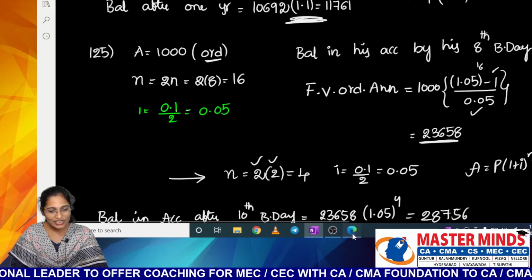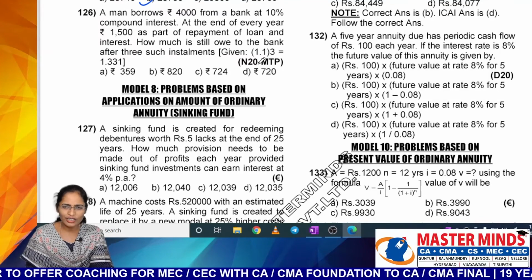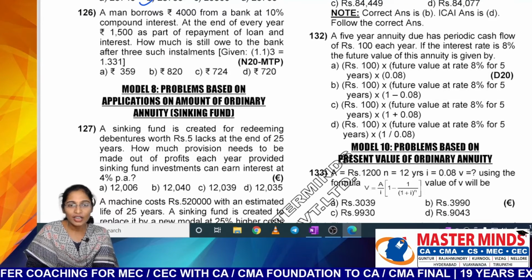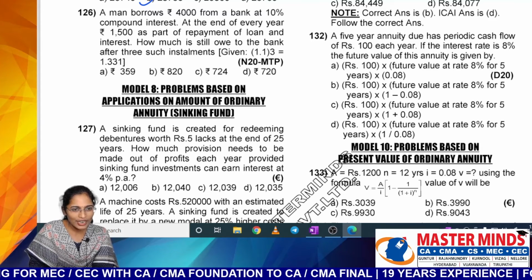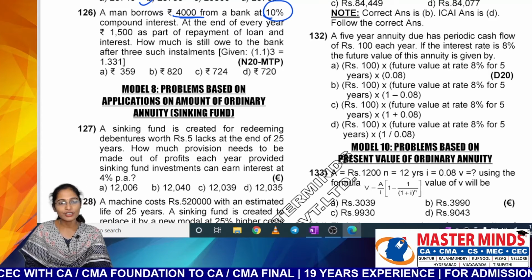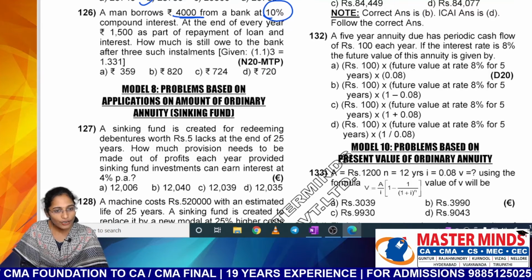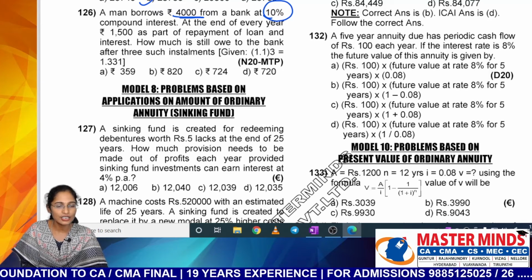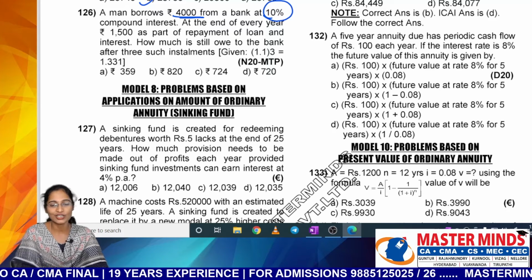Now look at the next question. First of all, let me tell you a shortcut for this question. After that, I'll tell you the logic behind this. A man borrows how much from the bank? 4,000, right? At what rate of interest? 10% compounding. At the end of every year, 1,500 as a part of repayment of loan and interest. How much does he still owe to the bank after 3 such installments?